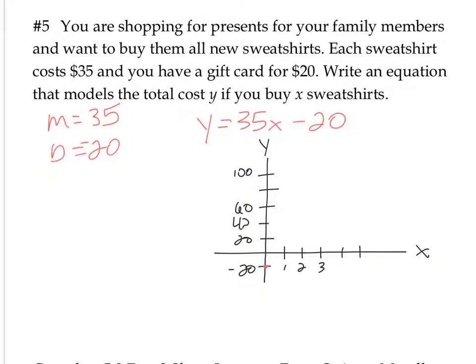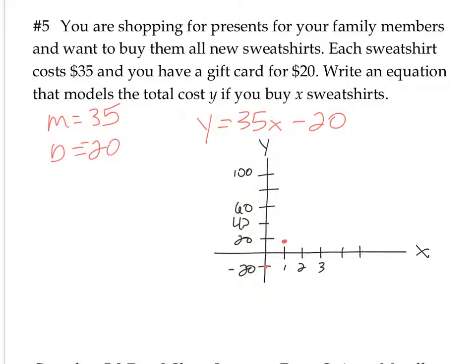If it didn't tell us in the problem to use x and y, we use whatever variables we want, but make sure we define them. Okay, so if we buy 1 sweatshirt, it's going to be $35 minus 20. That's going to be 15. So 1 sweatshirt is going to cost us $15. That'd be like going from -20, going up 35 and over 1. We could go up 35 and over 1 more.